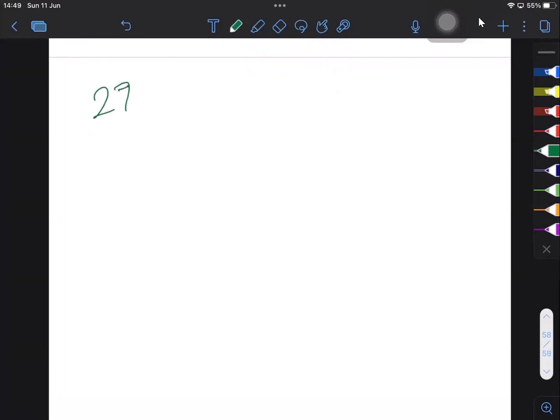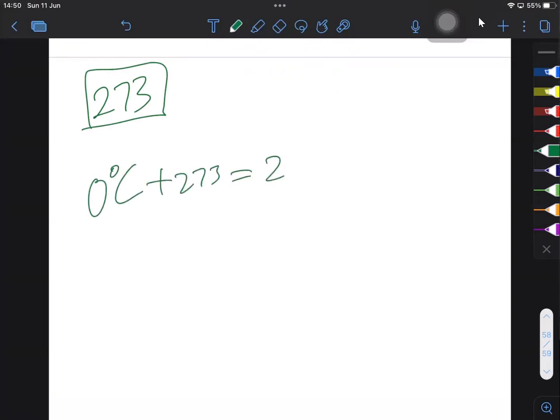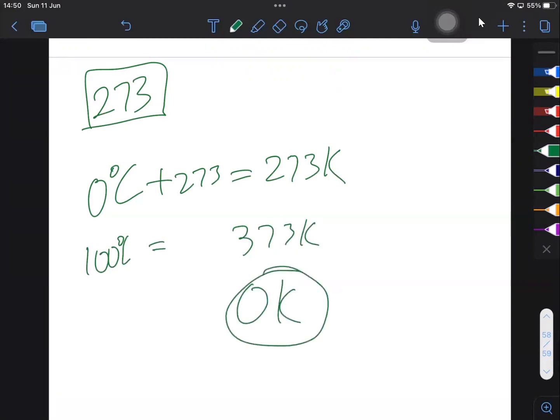Yeah, just 273 is good enough. So let's say for example 0 degrees Celsius is plus 273 to become 273 Kelvin, right? 100 degrees Celsius is obviously the same thing, which is 373 Kelvin. And 0 Kelvin will be what, guys? What's this value again?